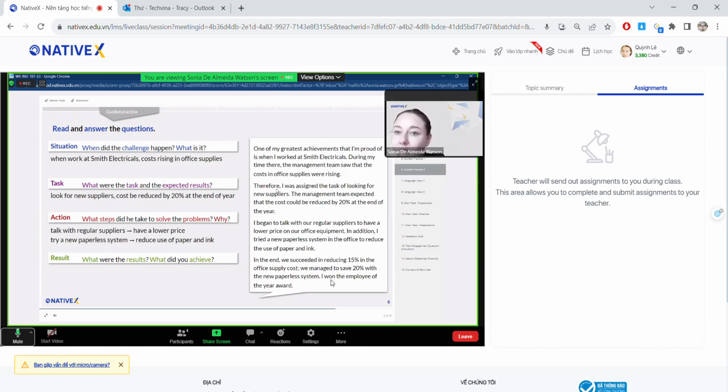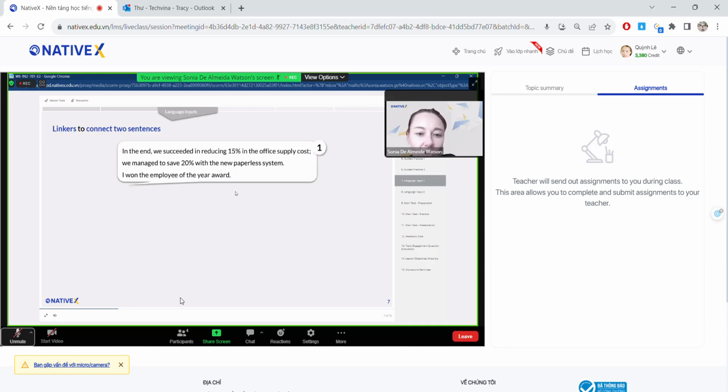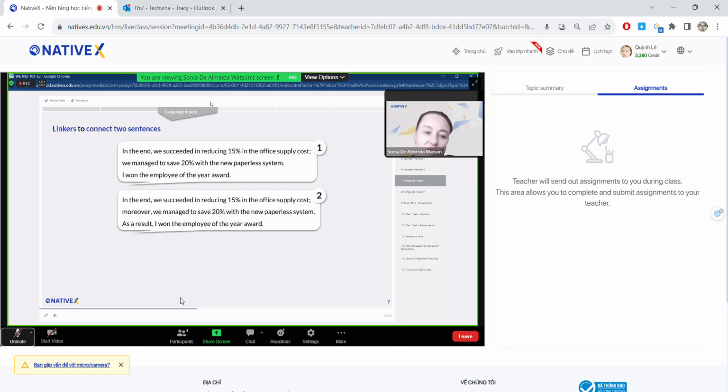Yes, and she's employee of the year award. Absolutely. So here you can see 2 results, reduced 15% in office supply cost and saved 20% with new paperless system. And what did they achieve? They won Employee of the Year award. Fantastic. Okay, now let's have a look at these 2 paragraphs over here.